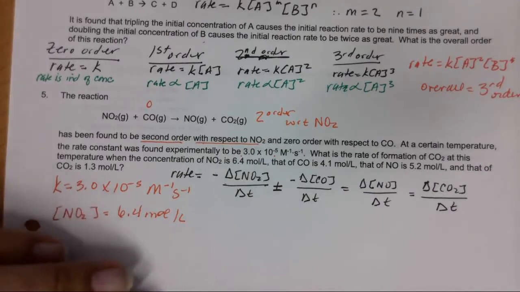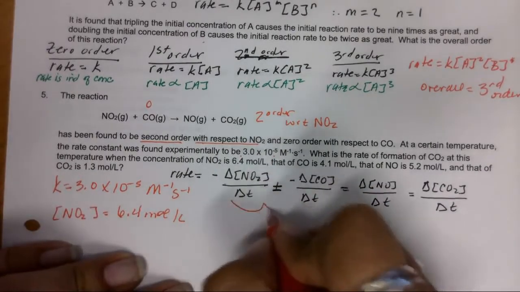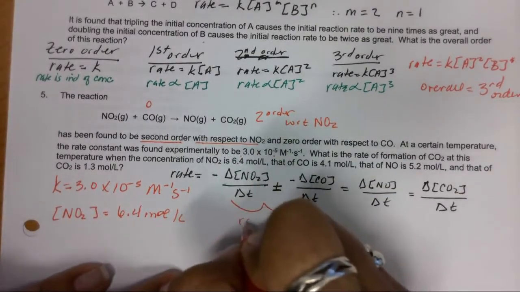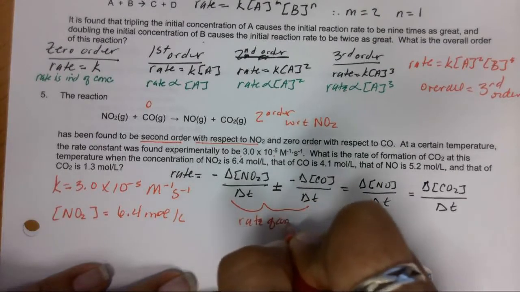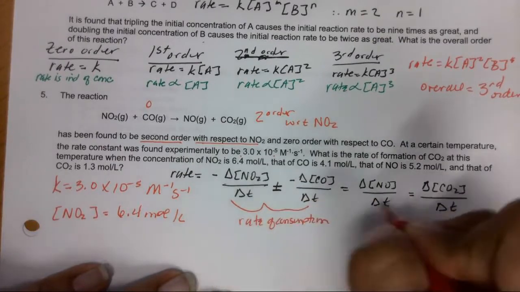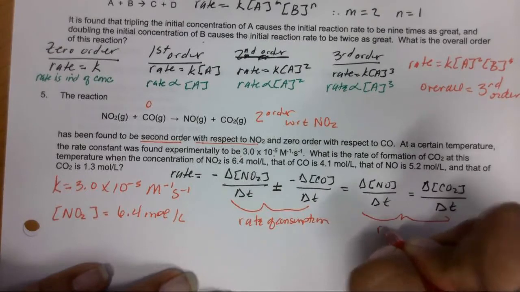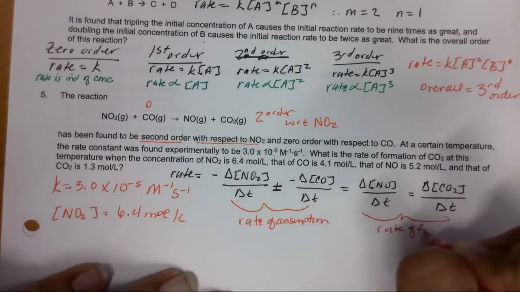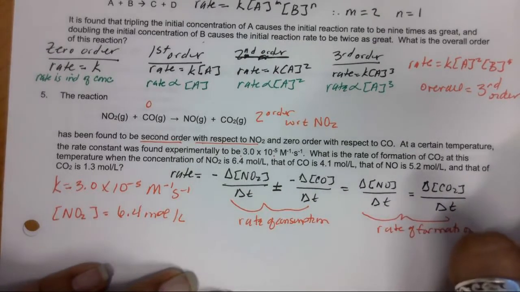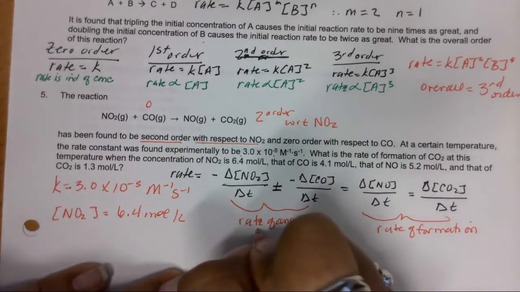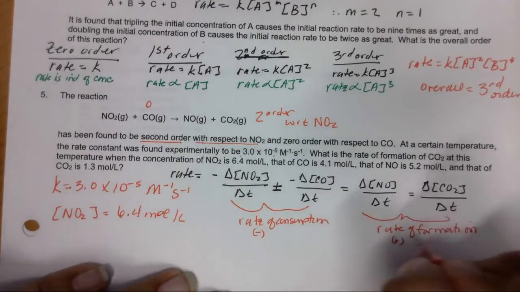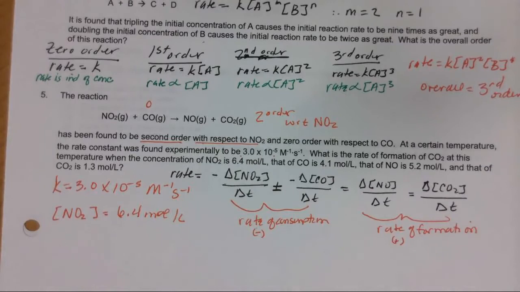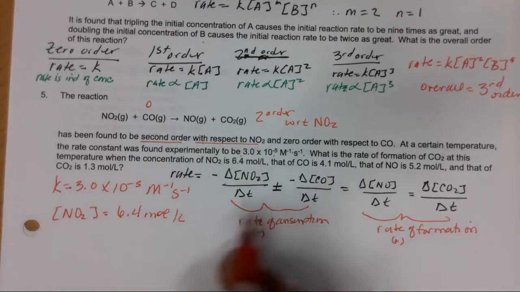Okay, so what do we have going here? We've got the rate of consumption and the rate of formation. These are always going to have negative signs, and these will be positive. And remember, this is just due to the disappearance of the reactants because they're being consumed.